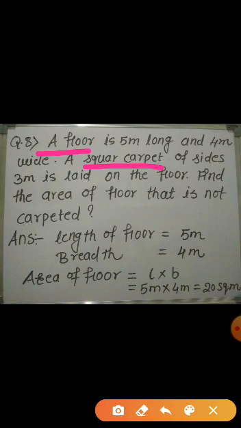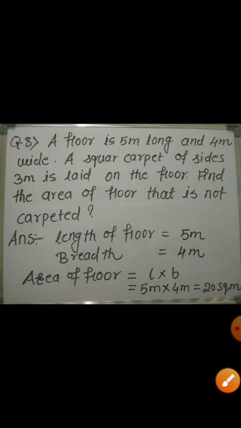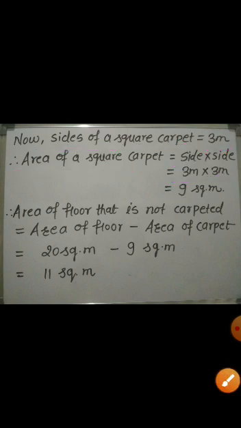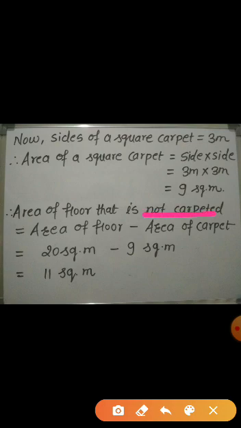So let us find out first the area of floor. Now length of floor is 5 meter and breadth is 4 meter. So area of floor will become length into breadth, that is 5 meter into 4 meter, that is 20 square meter. So 20 square meter is the area of floor. Similarly, we can find the area of square carpet. Now the side of a square carpet is 3 meter. So area of a square carpet will become side into side, that is 3 meter into 3 meter, which is equal to 9 square meter. Therefore, area of floor that is not carpeted is equal to total area of floor minus area of carpet, that is 20 square meter minus 9 square meter, which is equal to 11 square meter.